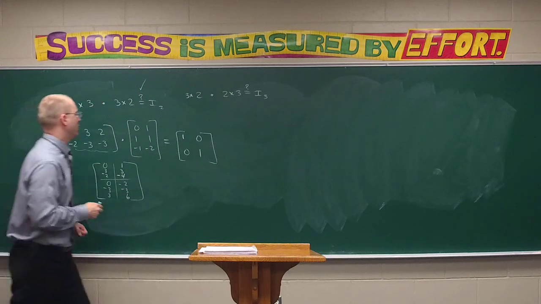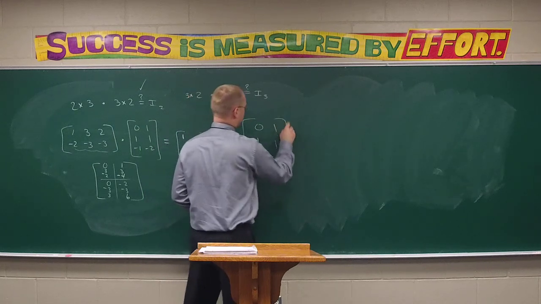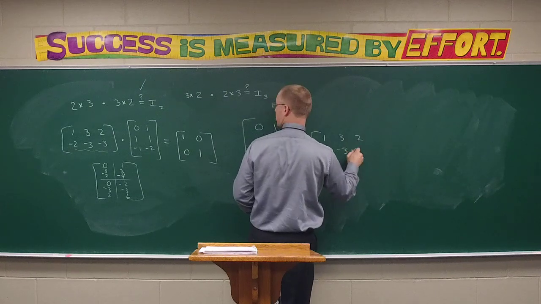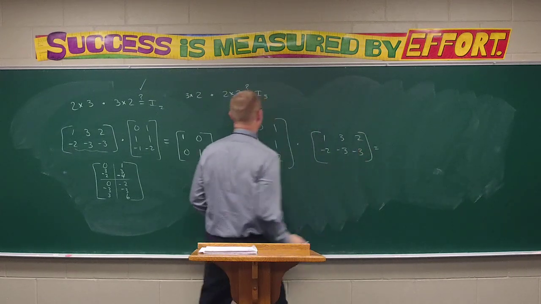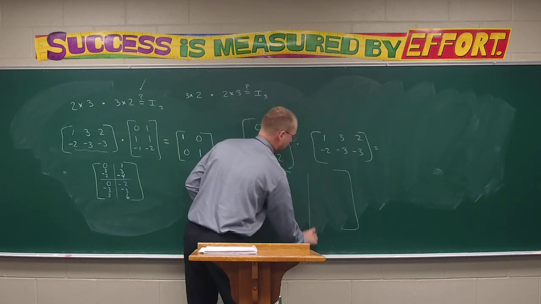All right, so far, so good. Now the reversal. Let's take the 0, 1, 1, 1, negative 1, negative 2. Try multiplying it by 1, 3, 2, negative 2, negative 3, negative 3. This time, we're going to get an I3, so it's going to be a 3 by 3 square. So tic-tac-toe grid.